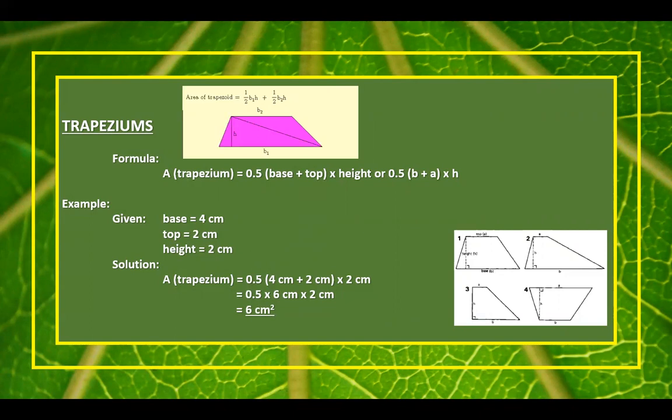So for the formula, area of trapezium is equal to 0.5 times, where our base is 4 centimeters plus the top is 2 centimeters, times 2 centimeters. So first we simplify the number inside the bracket. 4 centimeters plus 2 centimeters is 6 centimeters, and then we multiply. So 0.5 times 6 centimeters times 2 centimeters, our answer is 6 centimeters squared.